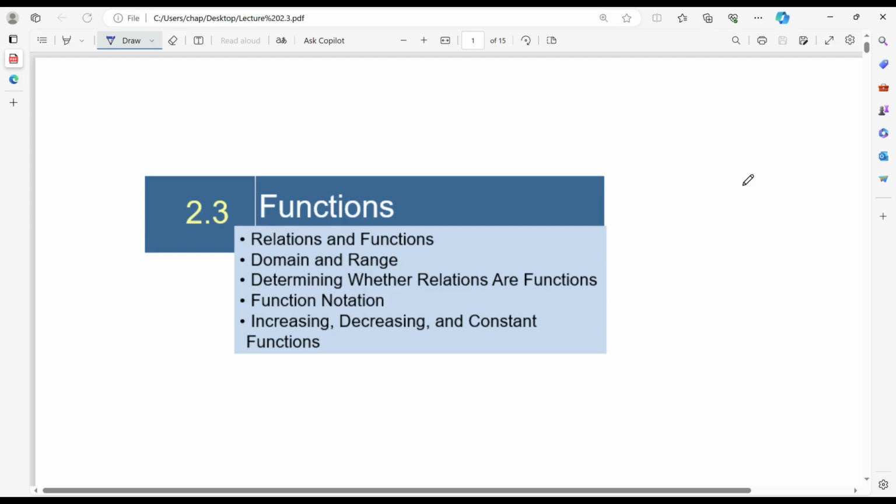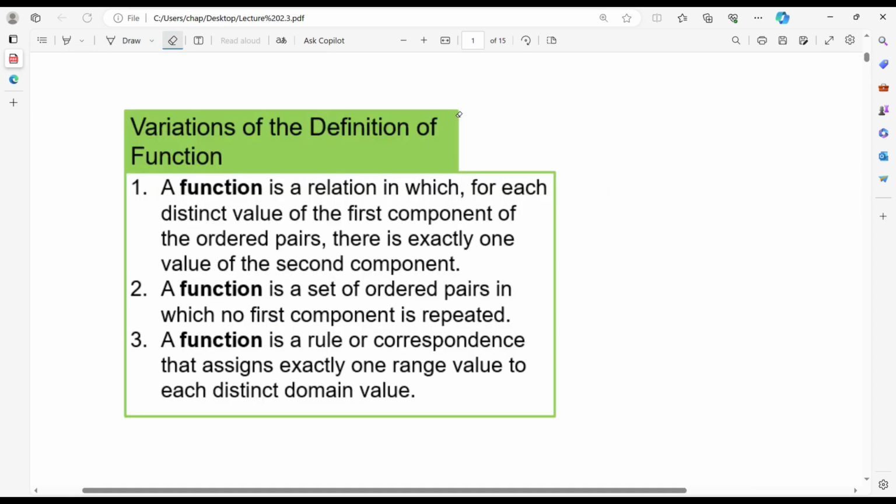In today's lecture, we'll be looking at functions, relations and functions, domain and range, determining whether relations are functions, function notation, increasing, decreasing, and constant functions. We will look at the different definitions for a function.